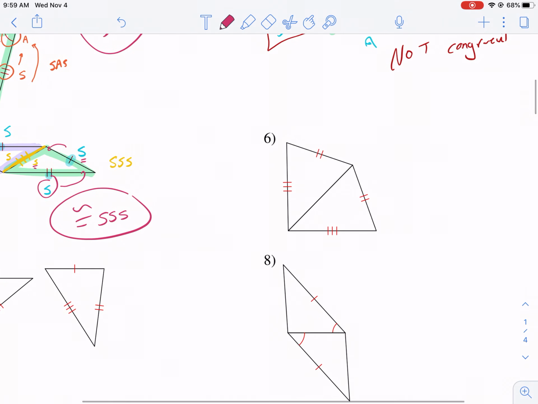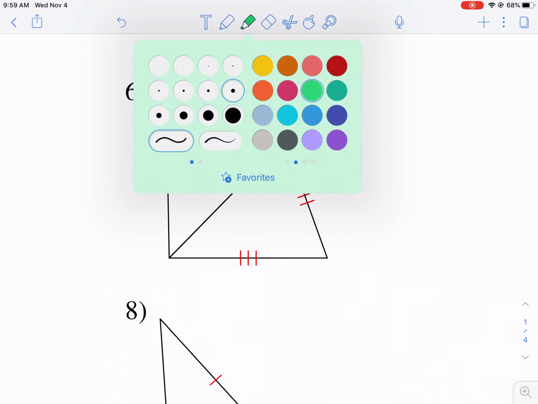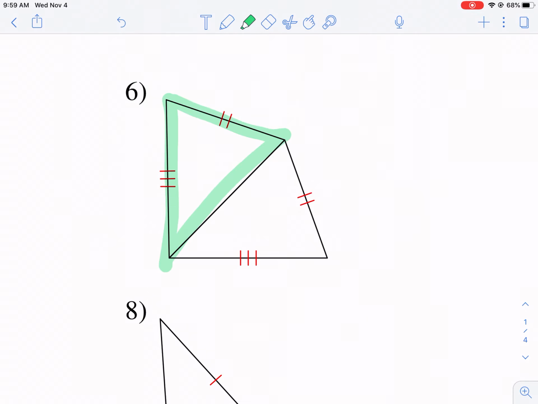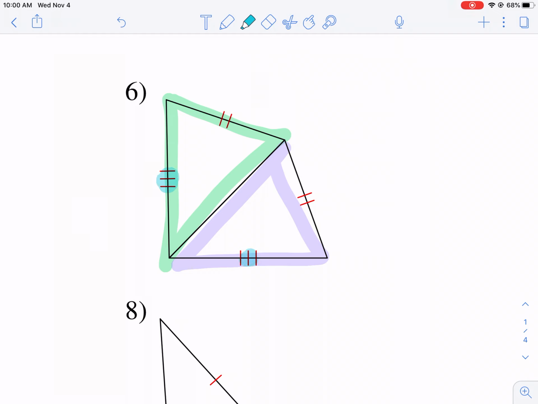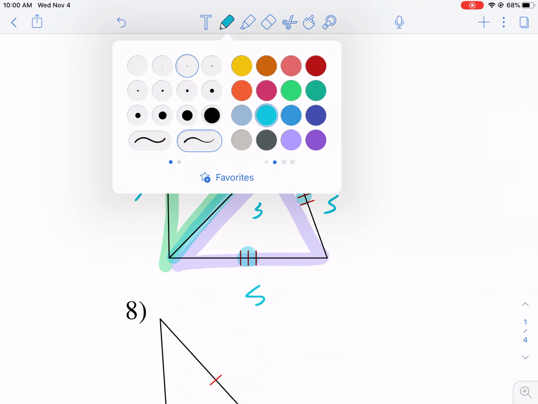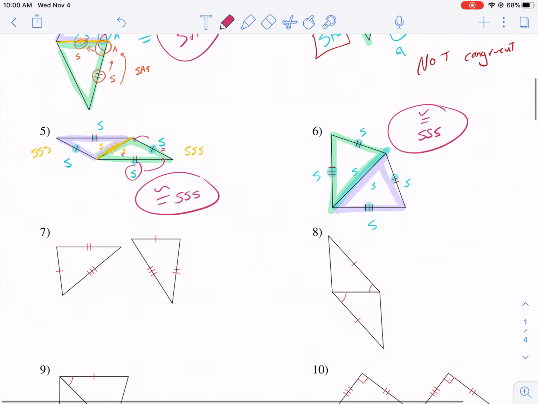Number 6 is almost identical to this guy. It's just mirrored, and that's okay if it's mirrored. So we're going to draw our triangles first. We got the green, we got the purple. We have a 3-liner, we have a 3-liner, we have a 2-liner, 2-liner, and then we have a shared side there. So this one is clearly S, S, S, because they're all shared. This is SSS congruence. Pretty simple with SSS in my opinion.